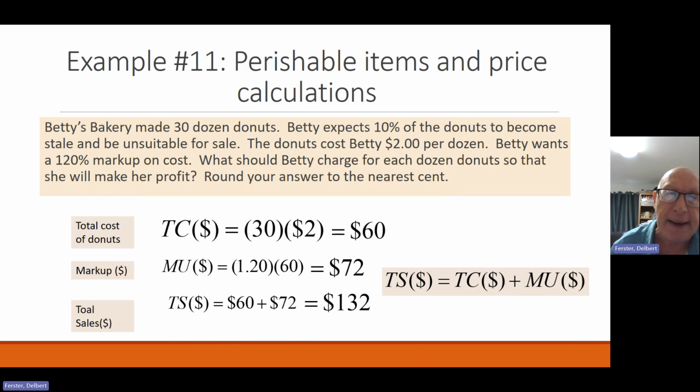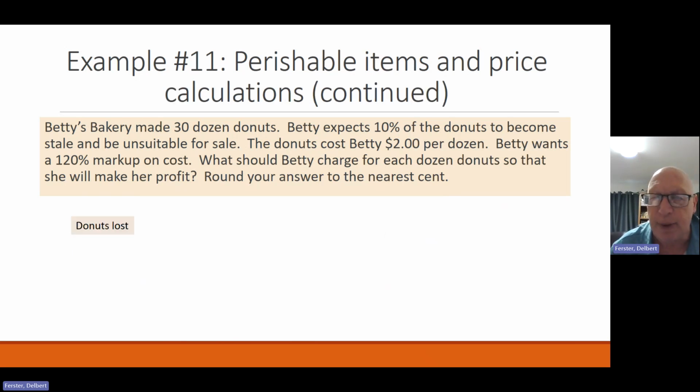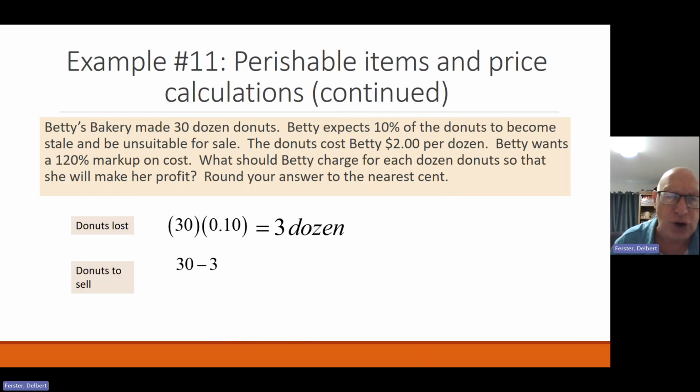But unfortunately for Betty, she's going to have some things that are not able to be sold. So let's talk about the donuts that aren't going to be good. That's 10% of the original 30 dozen, so that works out to 3 dozen donuts. She's not going to sell all 30. She's going to wind up feeding some to the birds at the end of the day that didn't get sold because they got stale. So if we want to find out how much she should price her donuts that are going to be sold so that she recoups that amount that she saw on that previous slide, let's approach it. She should say, I'm going to be selling 27 dozen donuts, the 30 take away the 3 that we fed to the birds.